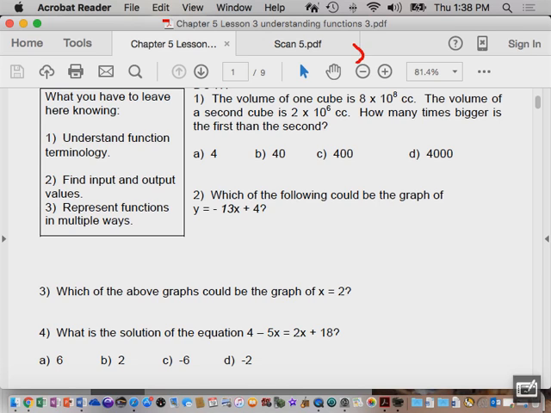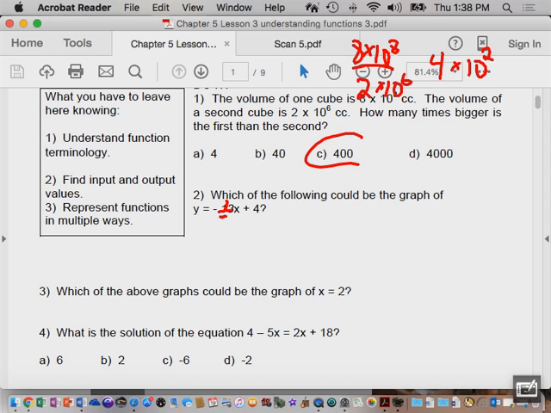So now I'm going to take the whole expression, 8 times 10 to the 8, over 2 times 10 to the 6th. What's 8 divided by 2? 4. 10 to the 8th over 10 to the 6th is? 10 to the 2nd. And which choice equals 4 times 10 to the 2nd? C, 400. Very good.